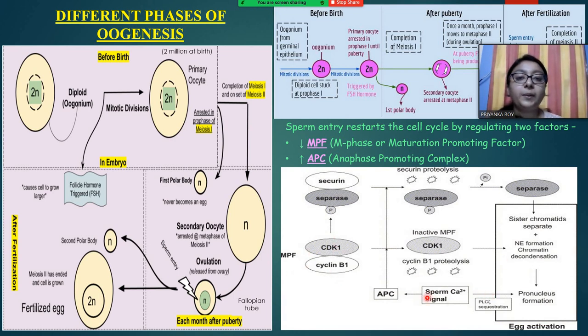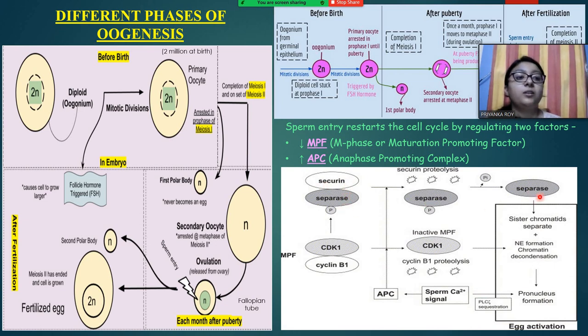So what happens when sperm enters? Sperm entry triggers a calcium signal. A series of calcium spikes start arising. These are responsible for activating the APC, or the anaphase promoting complex. Now APC has two major functions. Number one, it degrades the cyclin B1, thereby inactivating the kinase CDK1 and therefore reducing the MPF in the cell. And it also has another function: here there are two proteins, securin and separase.